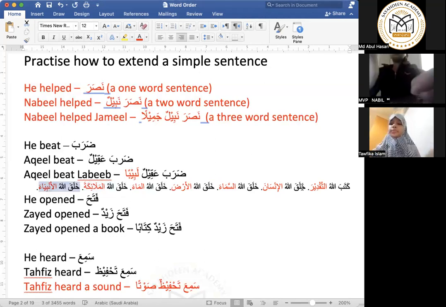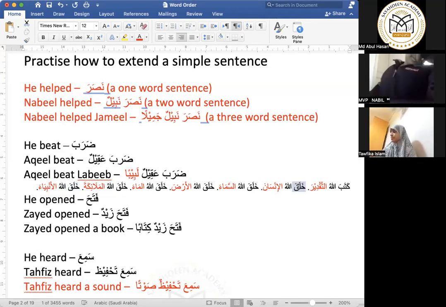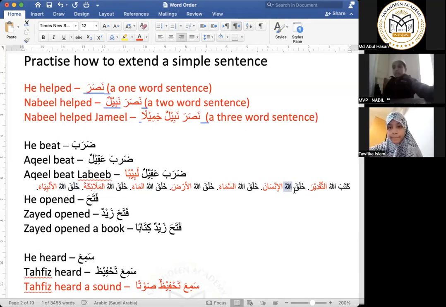Very good. So let me explain this again. We have one word, which is khalaqa. It's a simple sentence. We want to extend this sentence, or make it longer. So we will add another word, Allahu. Khalaqallahu as a fa'il. The meaning will be Allah created.